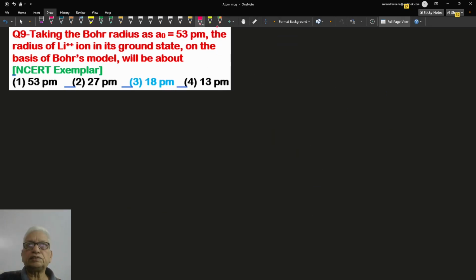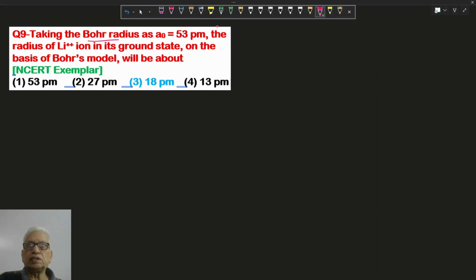In this question, taking Bohr's radius of the ground state as a naught, that is 53 picometer or 0.53 angstrom. Now for the hydrogen atom, and for lithium in the ground state, n is equal to 1.